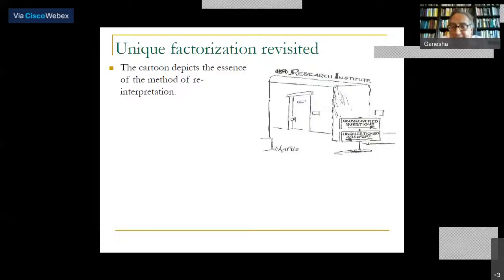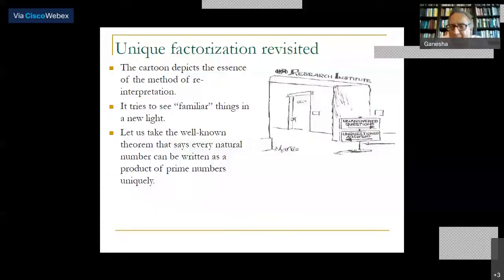As an example, let's take the well-known theorem that every natural number can be written as a product of prime numbers uniquely. We all know that. It's called the unique factorization theorem. Let's try to see that in a new kind of light. Is there a reformulation, a reinterpretation that will lead to a higher understanding?